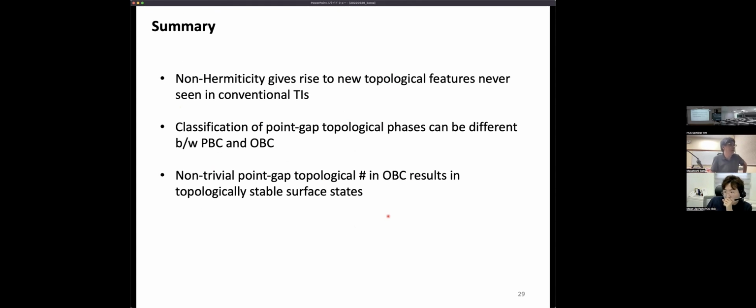So let me summarize my talk. Non-Hermiticity gives rise to new topological features never seen in conventional topological insulators. The classification of the point gap topological phases can be different between the periodic boundary condition and the open boundary conditions. And the non-trivial point gap topological number in the open boundary condition results in topologically stable surface states.